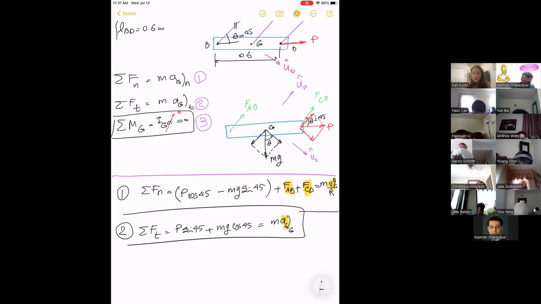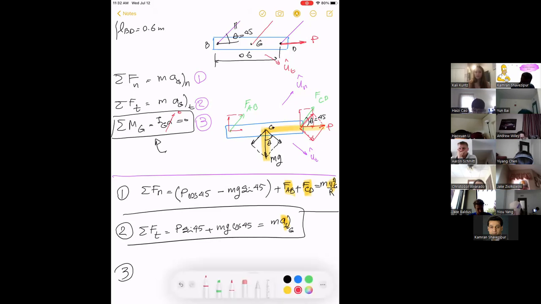Of course, I can use this equation too. Let's just write equation 3. So remember, P passes through G and mg passes through G. None of them create moment about G. If you go to F_AB, it has horizontal and vertical components. And if you go to CD, it has horizontal and vertical components. Again, the horizontal components go through G, so they don't create any moment. Only the vertical creates moment.